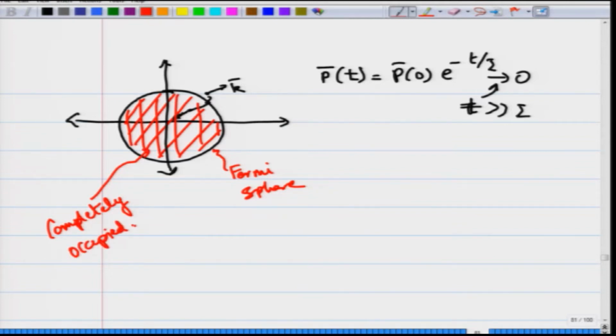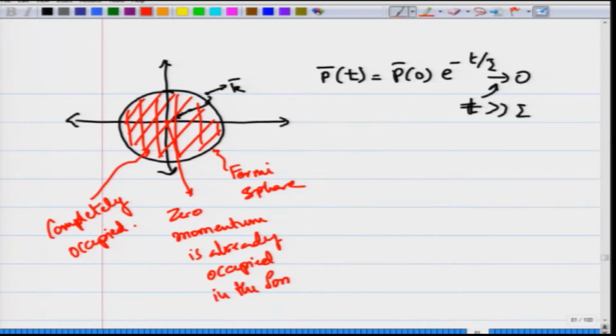So, although some electron acquires a momentum after scattering, the 0 momentum state is not available to that individual electron because it is already occupied. The 0 momentum state is already occupied in the Sommerfeld's picture of electrons in a solid.